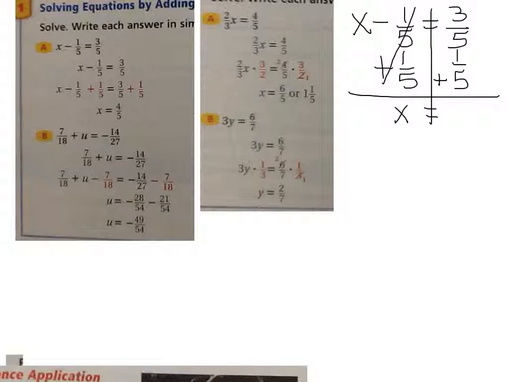We can go ahead and just add our numerators. So 3 plus 1 is 4. Keep your denominator 5. Check to make sure it's simplified. Is 4/5 simplified? Yes, so your answer is x equals 4/5.